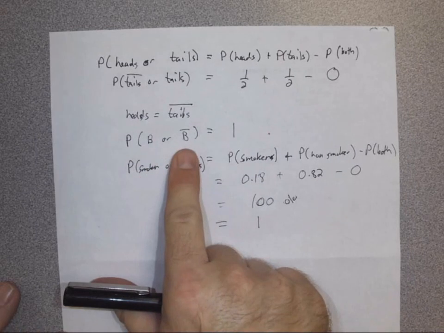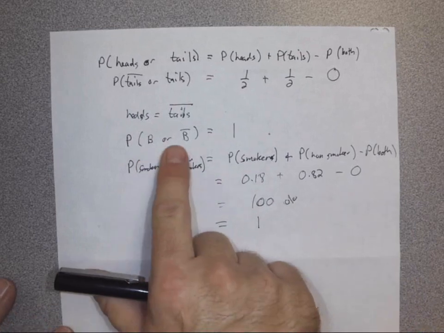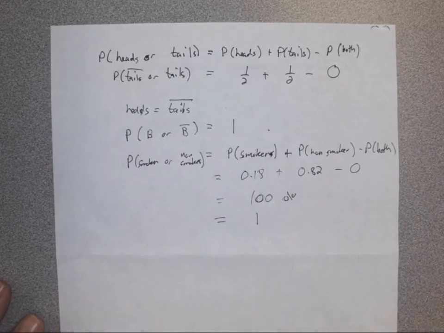So that's what they mean by this. That's everybody. B and B complement. That's everybody.